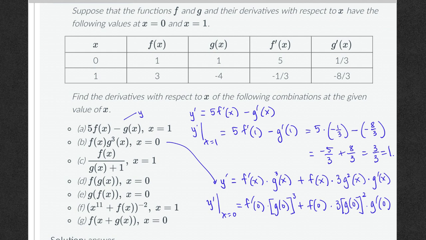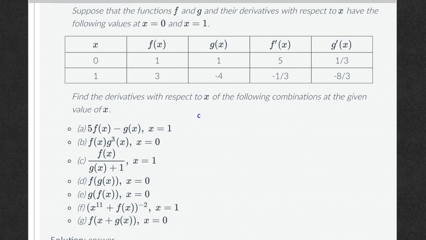We then read off the information from the table. F prime of 0 is 5. G of 0 is 1, plus f of 0 is 1 times 3. G of 0 is 1 times g prime of 0 is 1/3. This is 5 plus 3 times 1/3, which is 1, so we end up with 6.